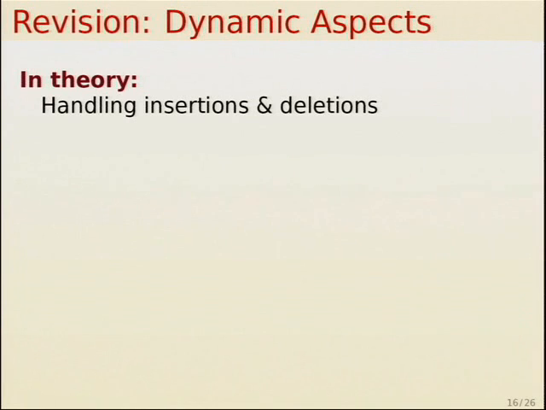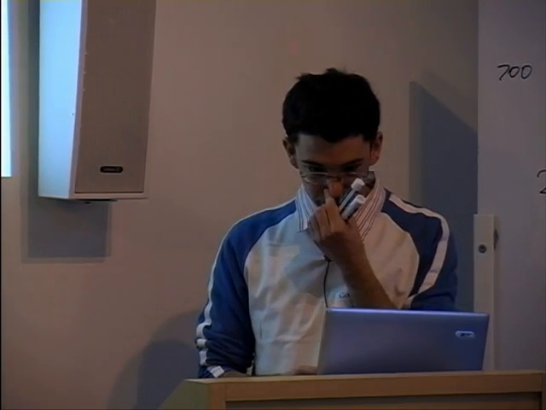And OK, the last thing I would like to revise is dynamic aspects. So in classical textbooks like Cormen, Leiserson, Rivest, we say that the dynamic version of a search problem like sorting is the problem when we have insertions and deletions and how to handle them quickly. But on the web, we have other dynamic aspects.